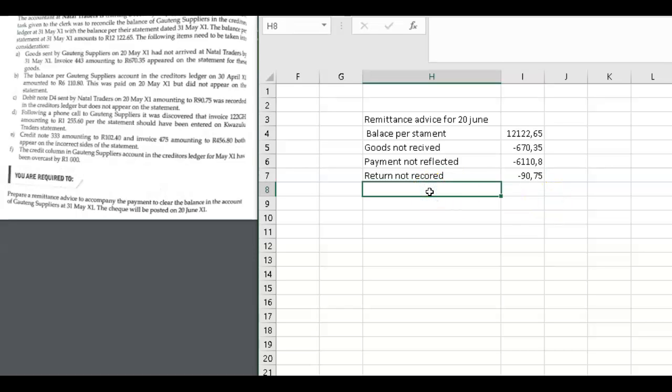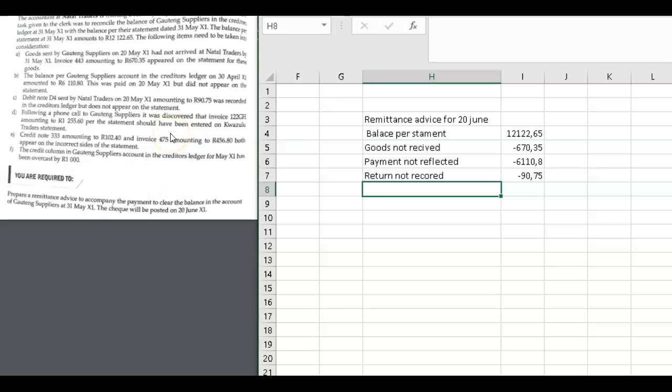The next one, D. Following a phone call to Coaching Supplies, it was discovered that the invoice amounting to 1,255.60 per the statement should have been entered in the KwaZulu-Natal statement. Just kill the supplier now at this point. I don't know why we are still over here. Just kill him. Why? Because we are Natal traders. But they were supposed to record it for the KwaZulu-Natal trader statement.